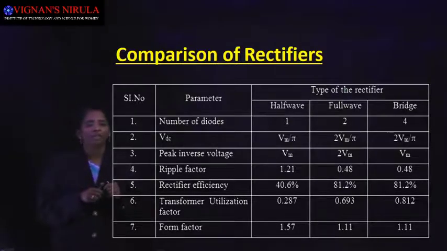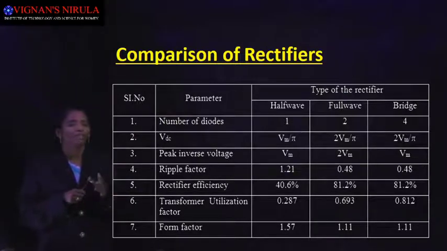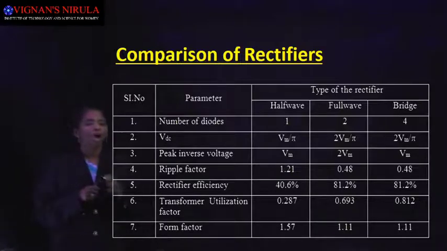What is the form factor? Can you say the definition for form factor? The definition of form factor is the RMS value to the average value. After simplification, we get the form factor for a half wave rectifier as 1.57, and for the full wave bridge rectifier and full wave center-tapped rectifier it is 1.11 only.